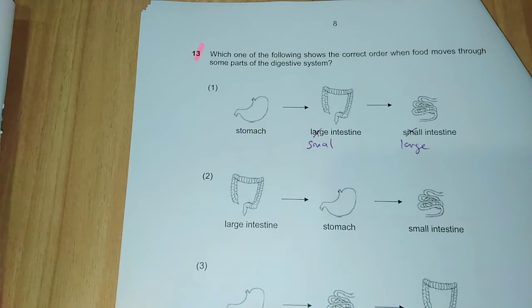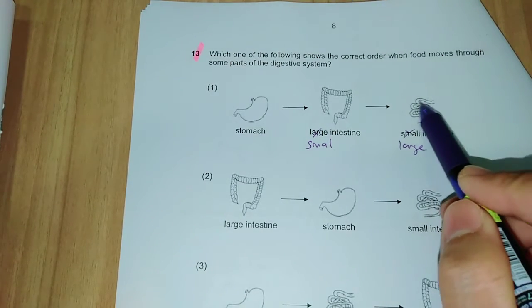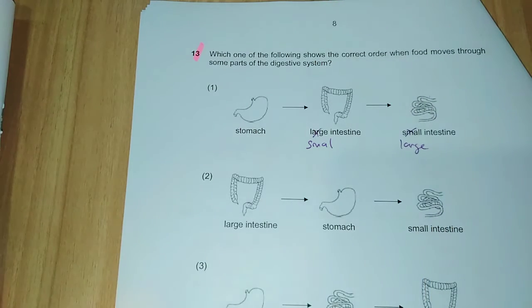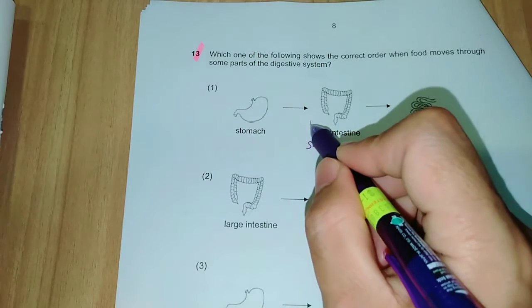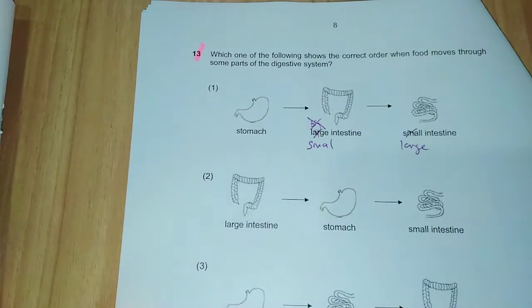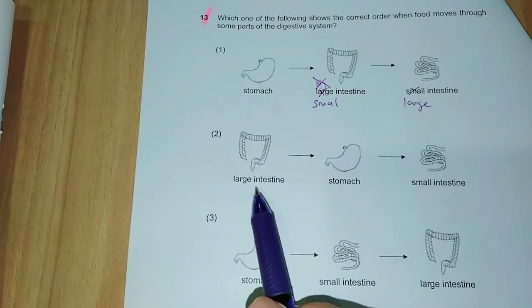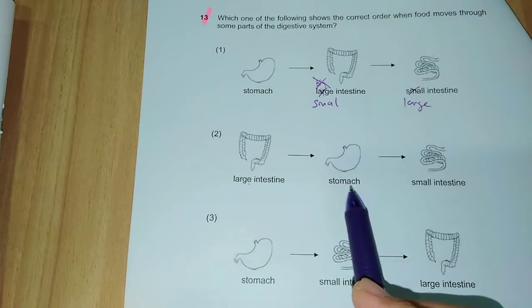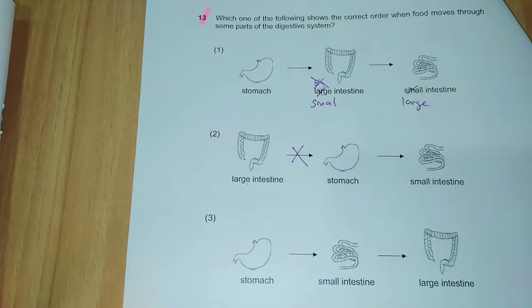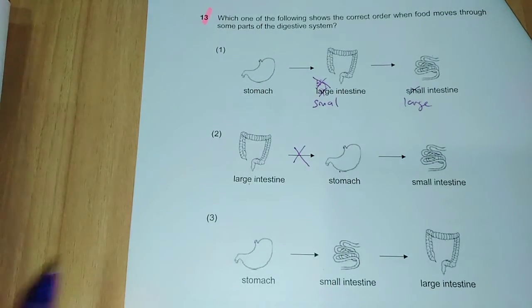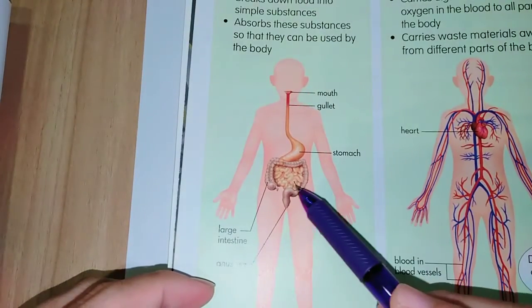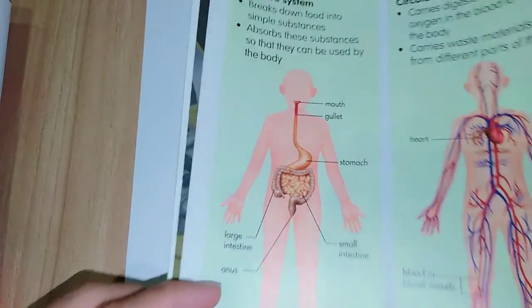Also learn to recognize how it looks. The small intestine is usually all crumpled up like this. Large intestine is usually larger. And please never say big intestine. This is not the correct name for this part of the digestive system. Next, the large intestine to stomach, confirm this is wrong because it is reversed. It is stomach first to the small intestine. Remember, it's stomach first to the small intestine, finally to the large intestine.